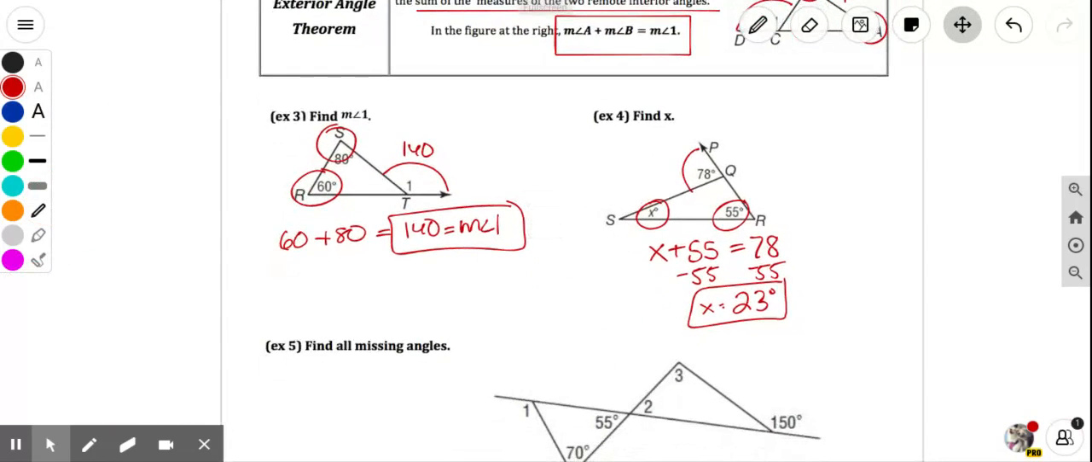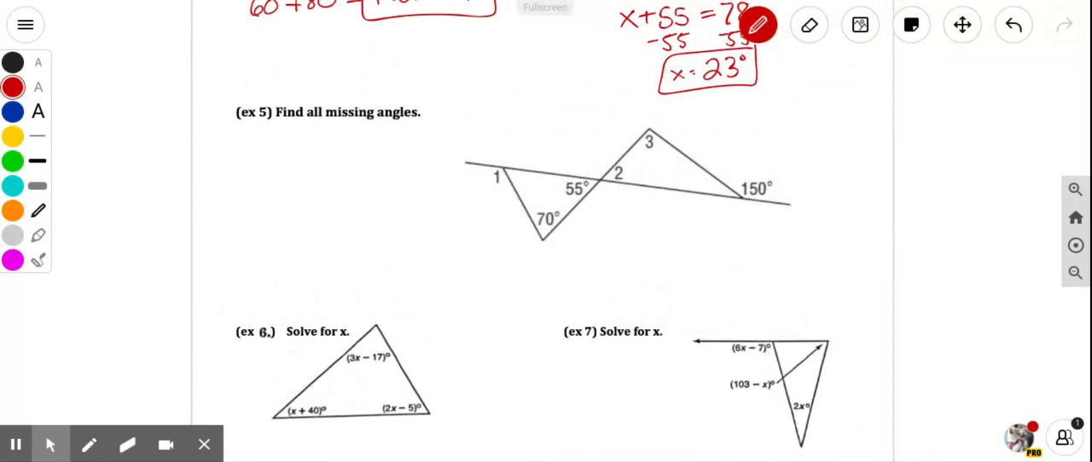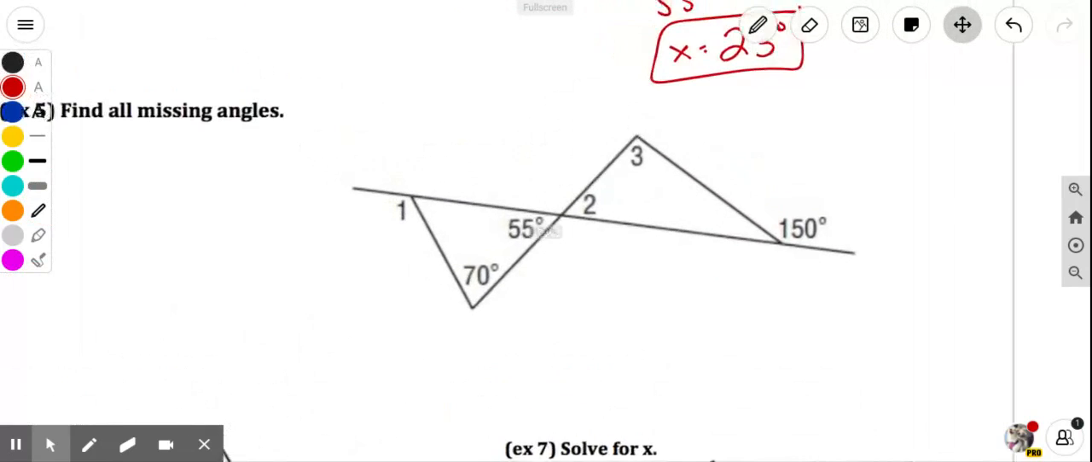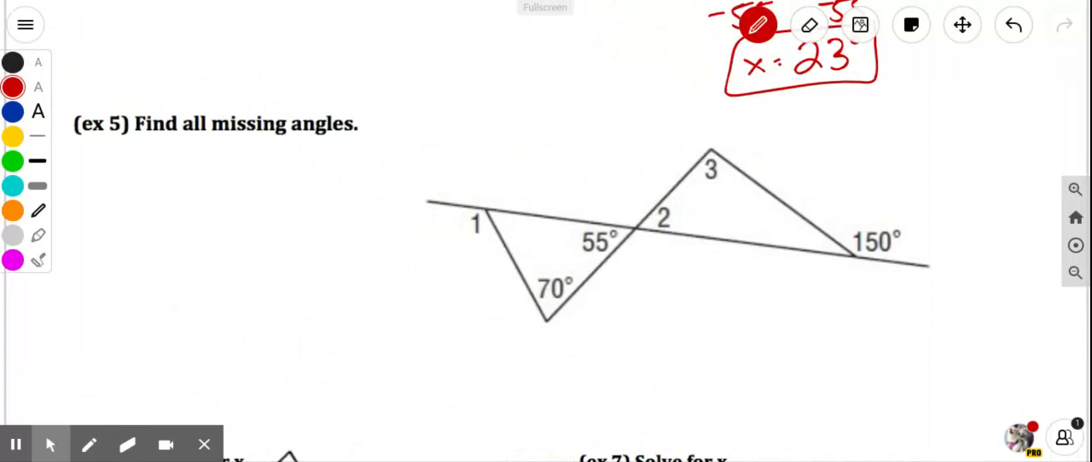Okay, next I just have a few more examples. Example 5 is kind of like the one we did earlier, just using mostly the exterior angle theorem. So see how 70 and 55 are remote interior angles for angle 1. So if we add those two together, 70 plus 55 is 125. So that's angle 1. Angle 2 and 55 are vertical. So this would be 55 degrees.